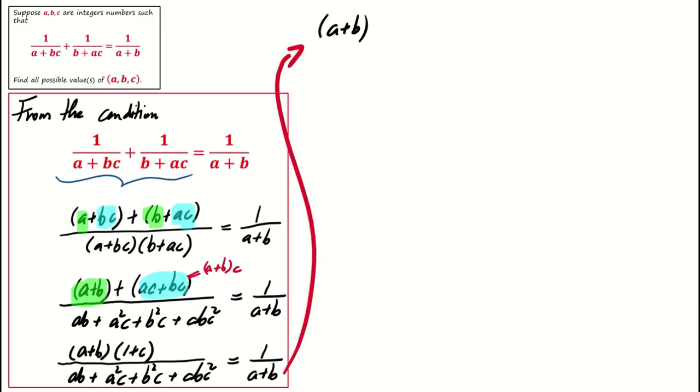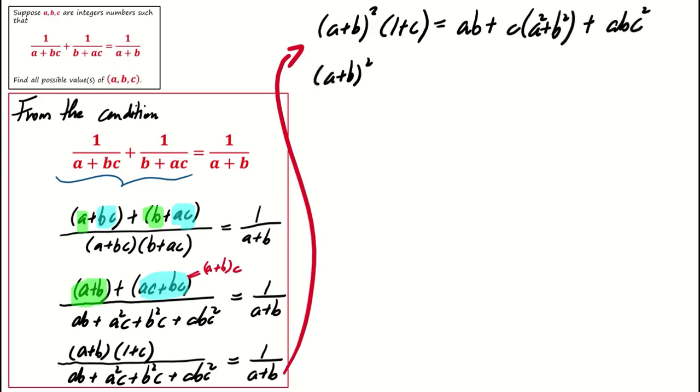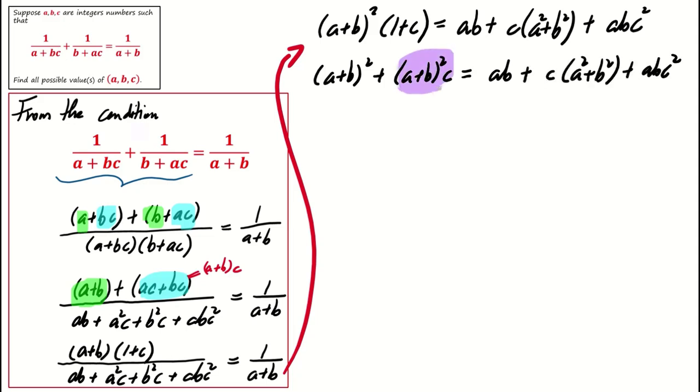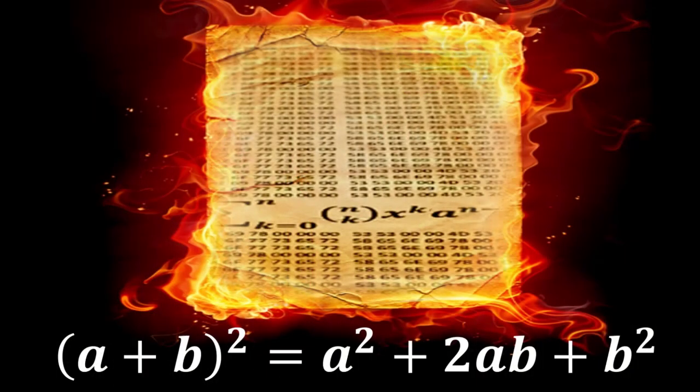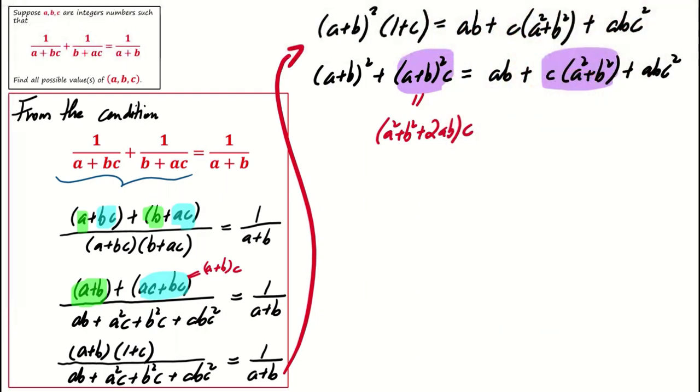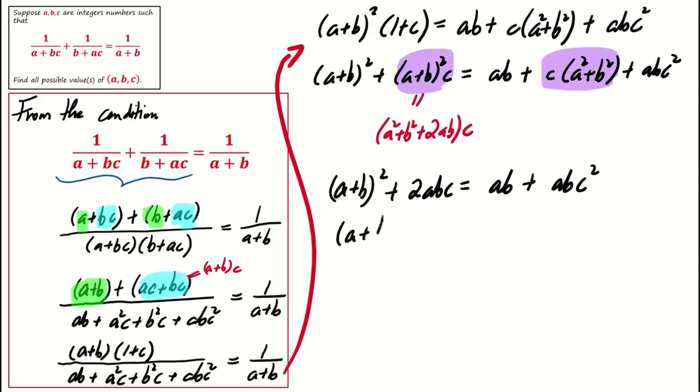Let's continue here. Cross-multiplying, we obtain a plus b squared times 1 plus c on the left-hand side. Expanding the left-hand side, we get the following. Focus on these two terms highlighted in purple. Since a plus b squared equals a squared plus 2ab plus b squared, we observe some common terms in both left-hand sides and right-hand sides. By cancelling these common terms, we get a plus b squared plus 2abc equals ab plus abc squared. Thus, a plus b squared simplified as follows.